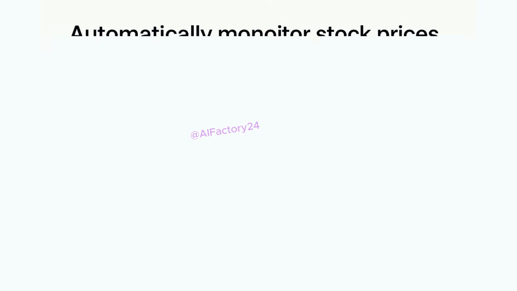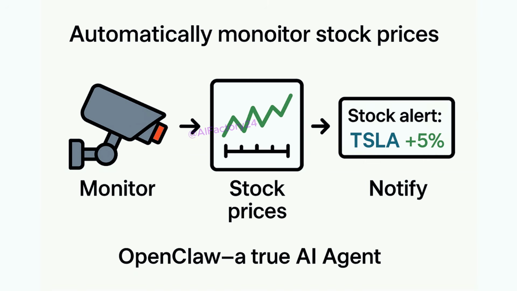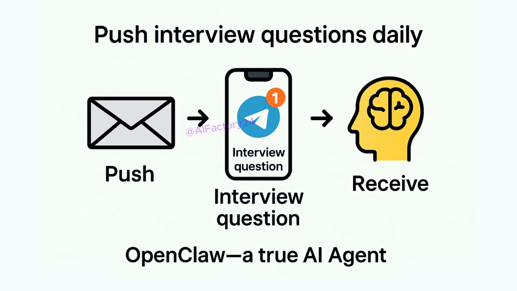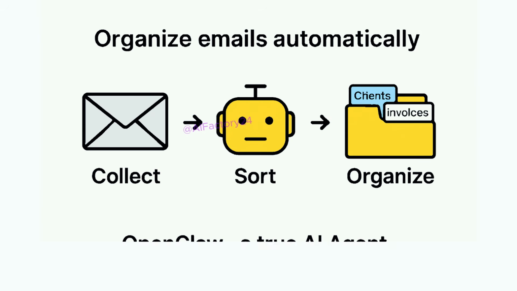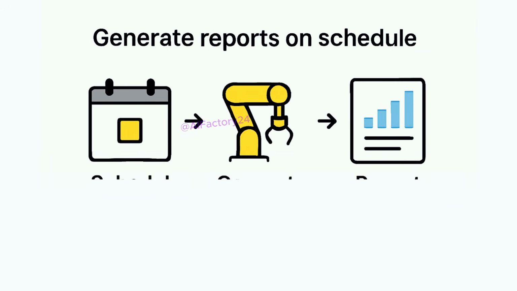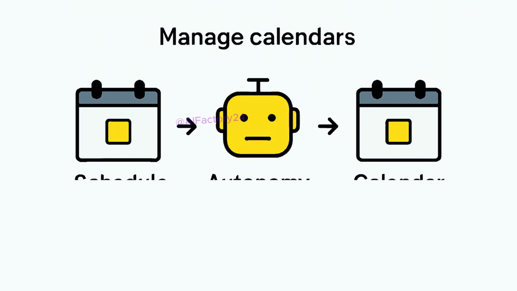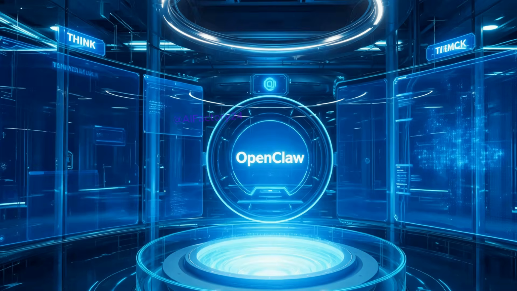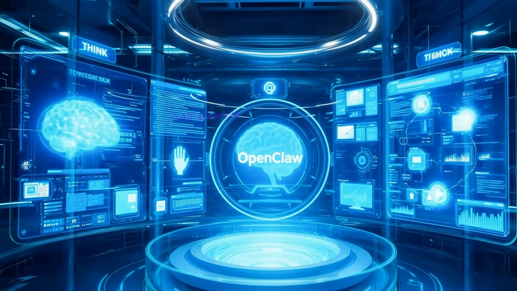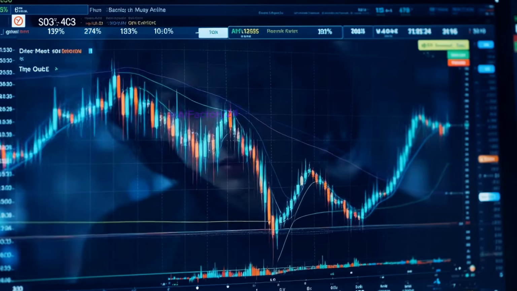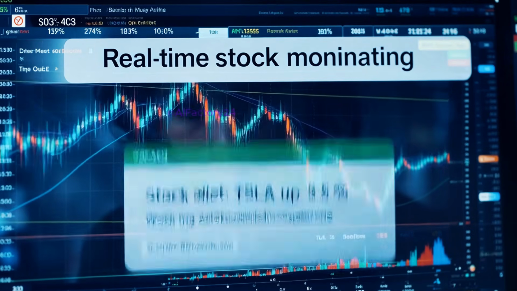What can it do? Example capabilities: automatically monitor stock prices, push interview questions daily, organize emails automatically, generate reports on schedule, run scripts autonomously, manage calendars, call APIs. At its core, it brings AI into the real world to execute tasks autonomously. That's the mission of OpenClaw.